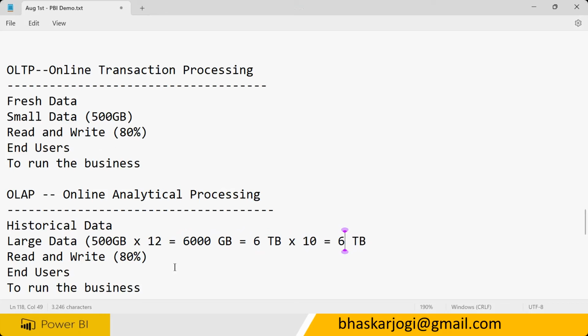So here, I'm not going to be using data of 1 month or 2 months. You're going to be storing the data in terabytes. Clear? This historical data is completely read-only data.